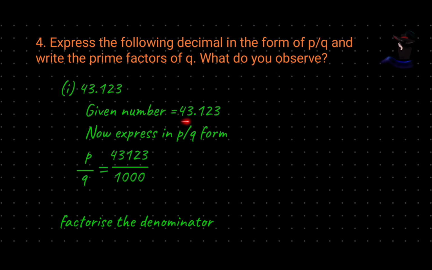Let's take the given number as 43.123. Write it in p by q form. So we need to remove this point. How many numbers do we have? 1, 2, 3, so we'll add 3 zeros here. 43123 by 1000, it is in the form of p by q.